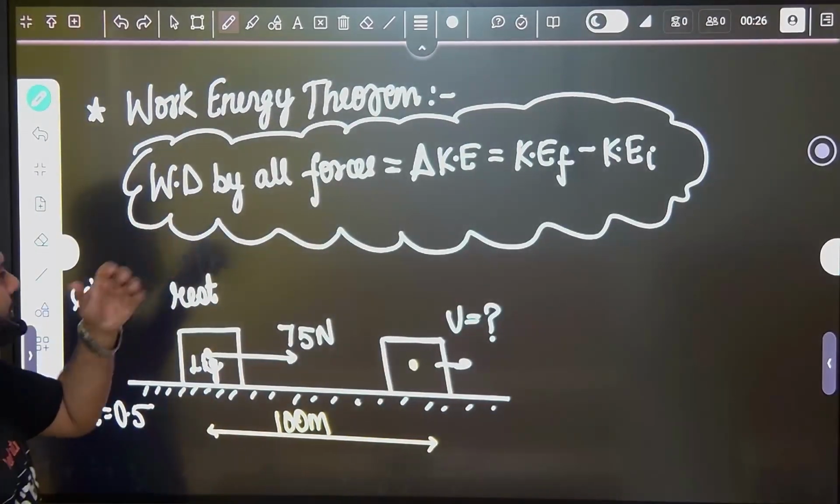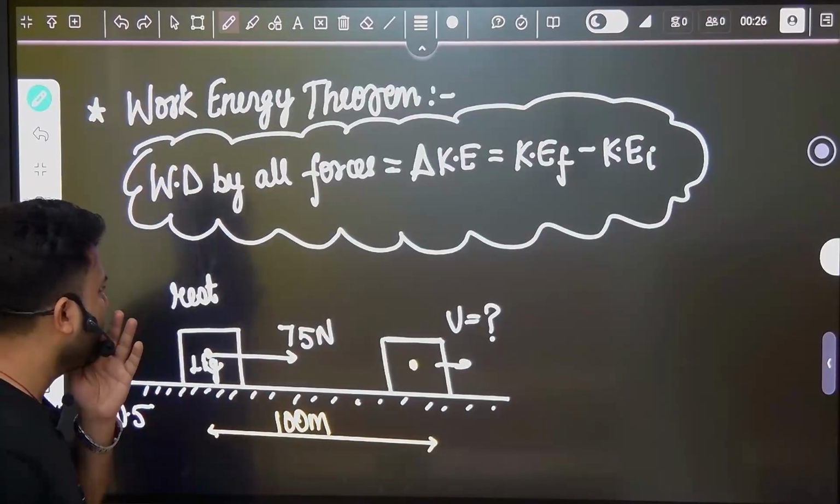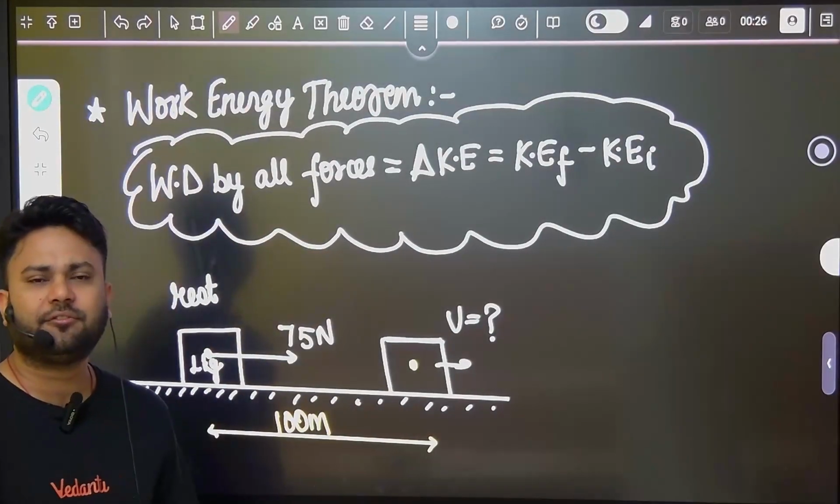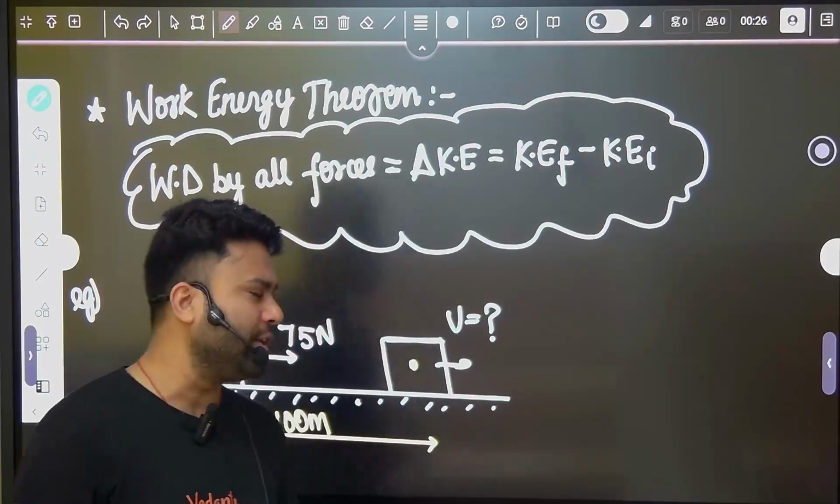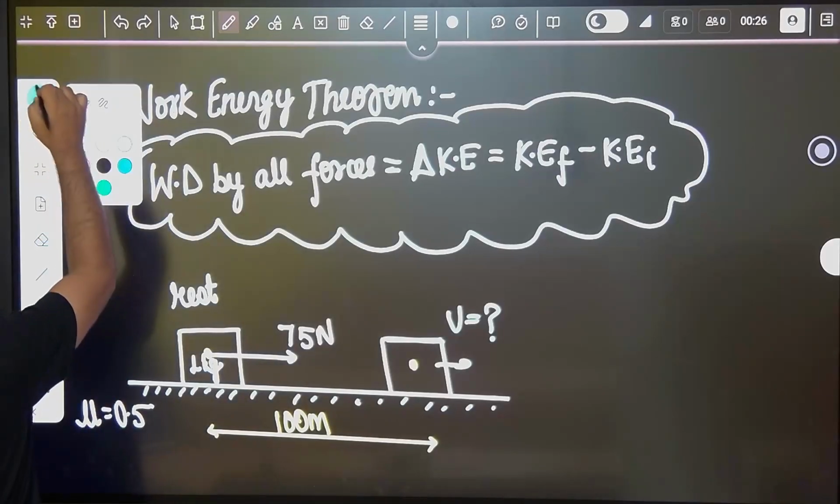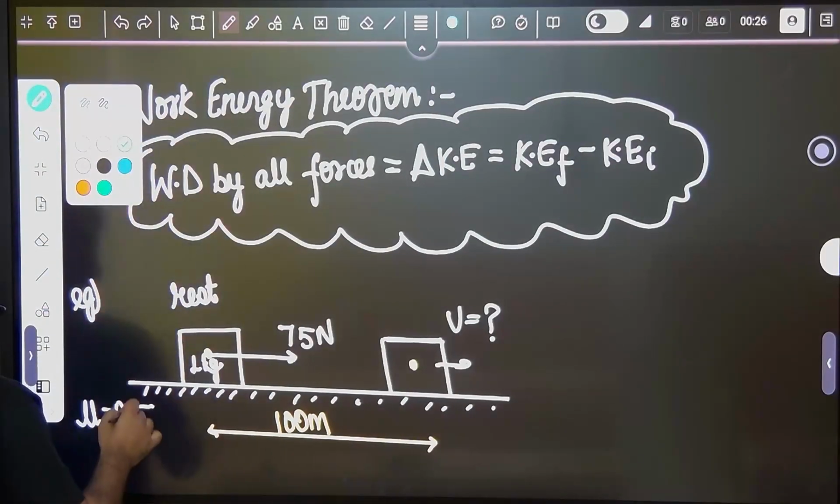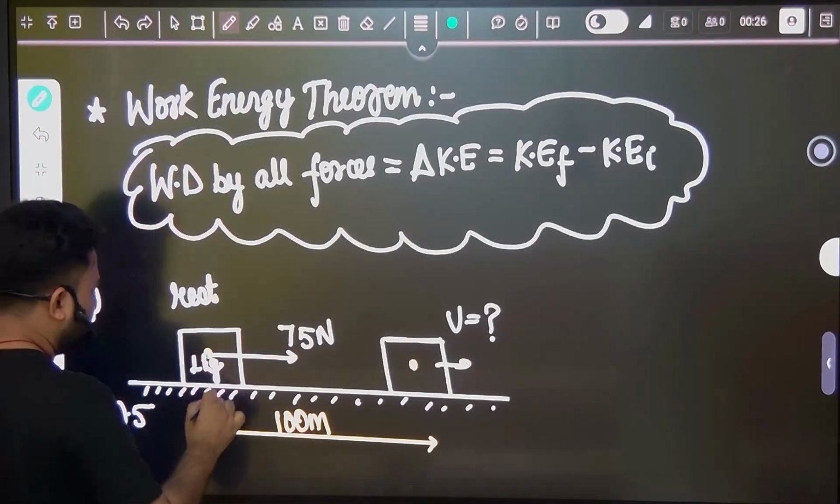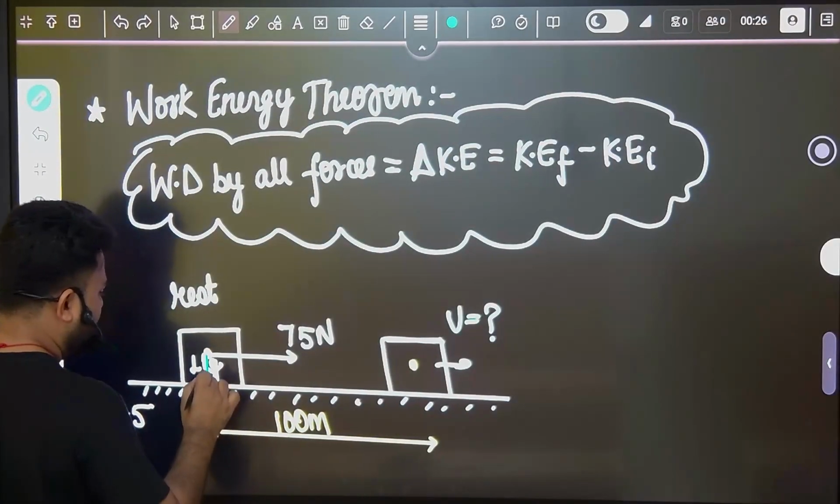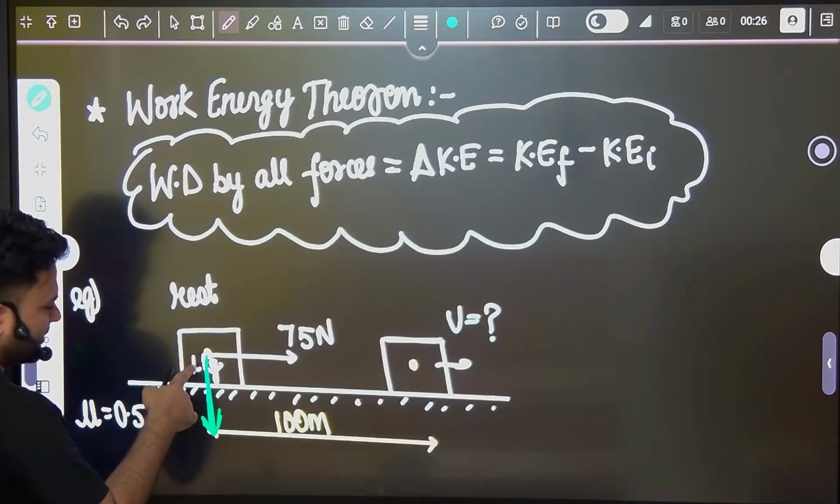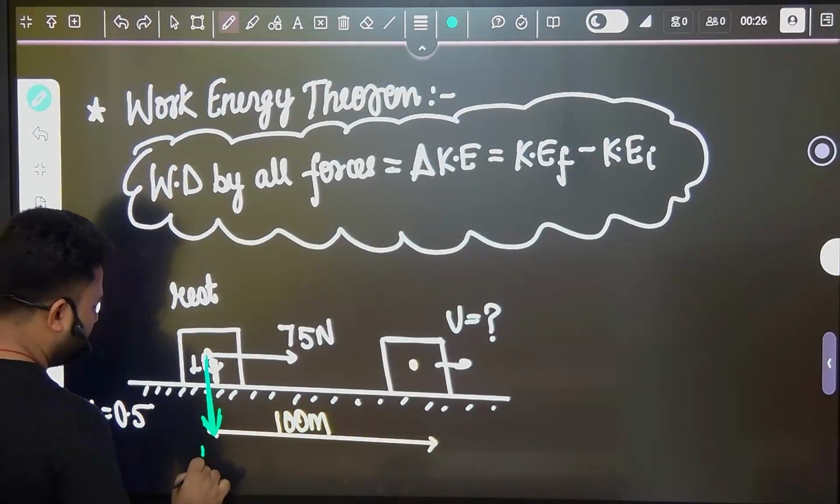We will apply the work energy theorem. So work done by all the forces. First you have to see what forces are acting on the block. One of the forces is definitely mg, and mg will act in the downward direction. This will be mg, mass is 1, g is 10, so 10 Newton.